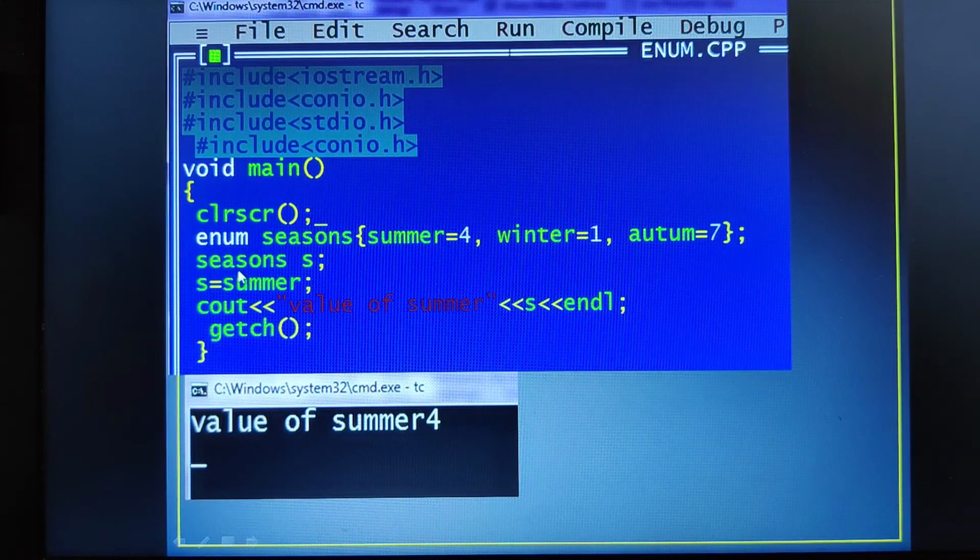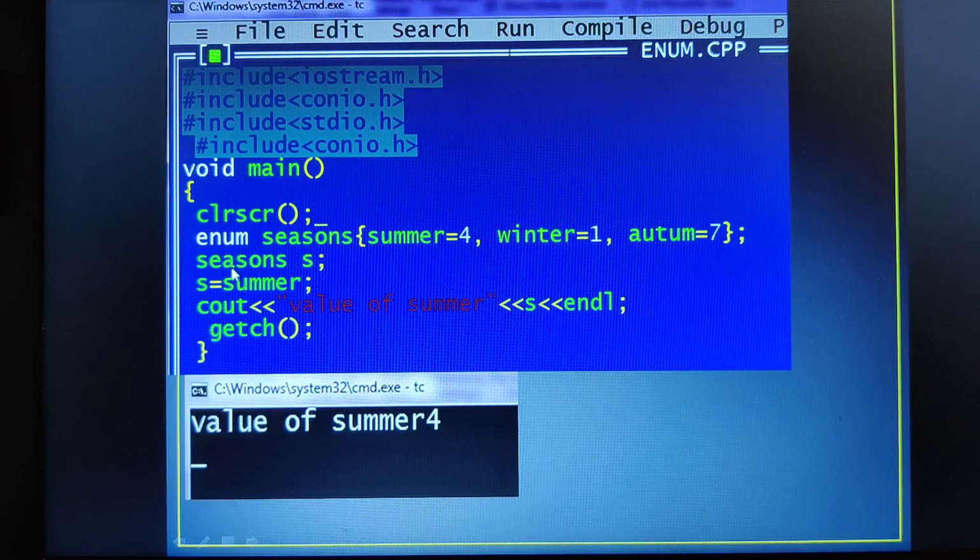Now here I am creating the declarator. The tag name is seasons, and for that I am creating the declarator here. Then I am trying to print the value of the enumerator called summer. I store this value into another variable called yes, and print the value of summer as yes. Therefore I can see the symbolic constant given for the enumerator summer is 4. Like this you can use the enumerated data type.